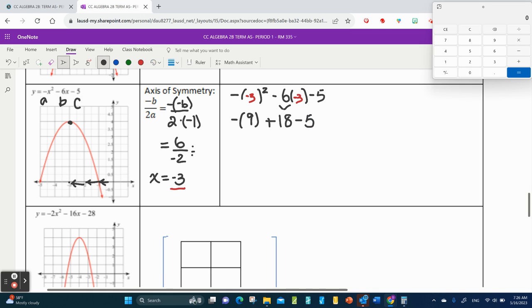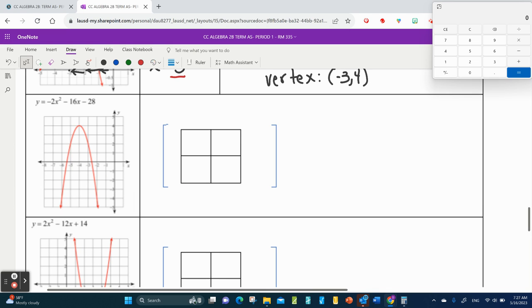Now I'm going to have -9 plus 18. That's going to give me 9. 9 minus 5, in fact, gives me 4. And this, of course, is my value for y. And now I have verified that my vertex is indeed at -3, comma 4. All right? So that's method number 1. Okay? So method number 2 involves completing the square. So what does that mean?